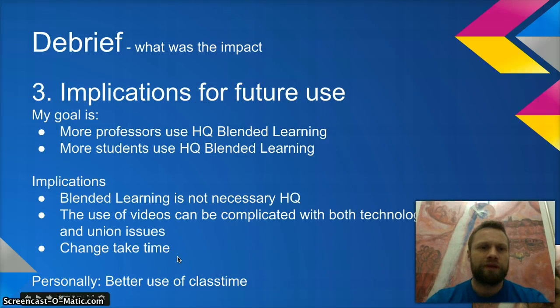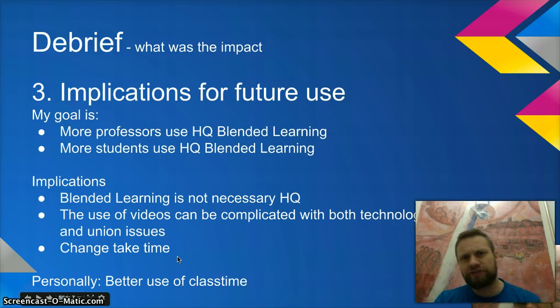So what was actually the impact? Well, my goal is that more professors at our university and more students learn to use high quality blended learning. It's of course not blended learning in itself, it is high quality blended learning that we are after. You know all about that because you're taking the same course as I.